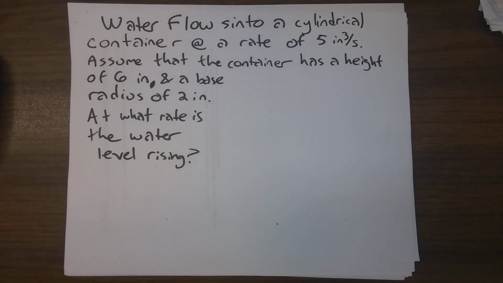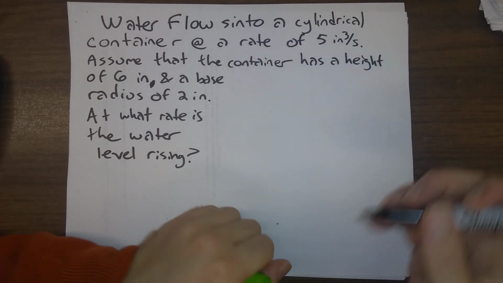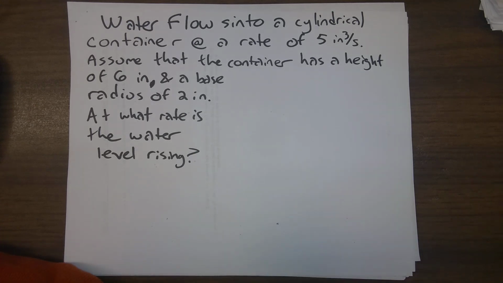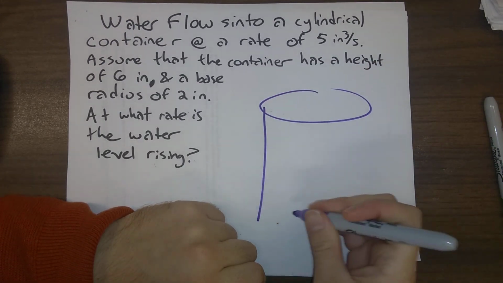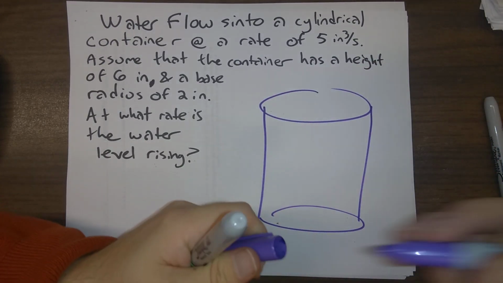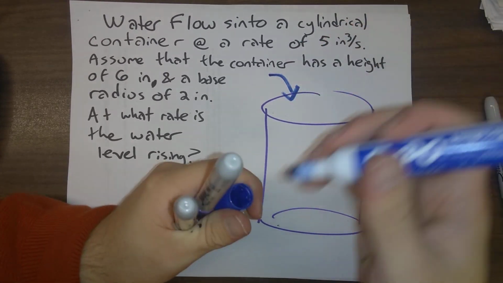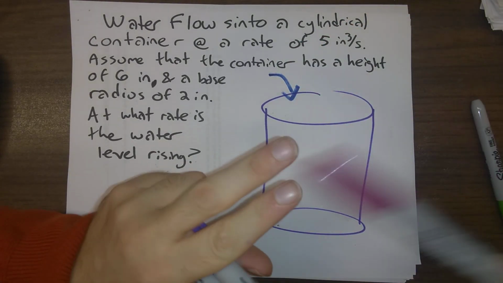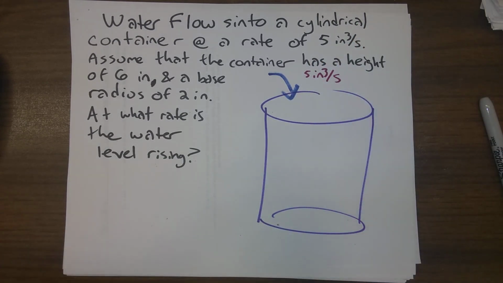Take a look at some problems of a geometrical nature. So in this one, water flows into a cylindrical container at a rate of 5 cubic inches per second. Let's draw a container. And so the idea here is that we are pouring in 5 cubic inches per second of water.